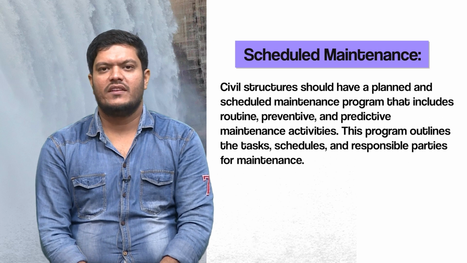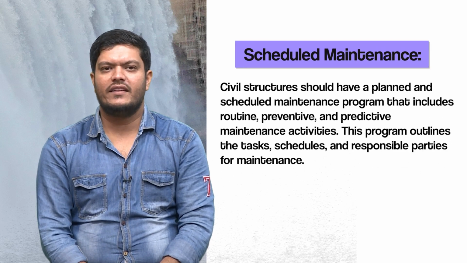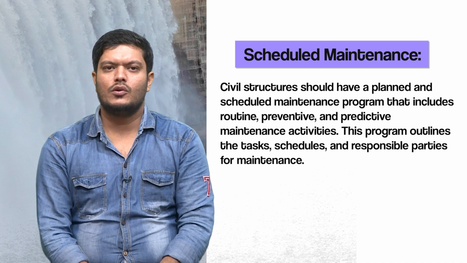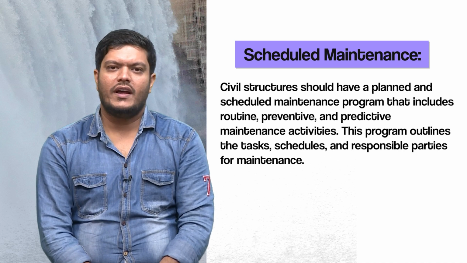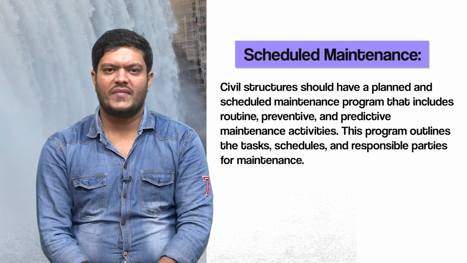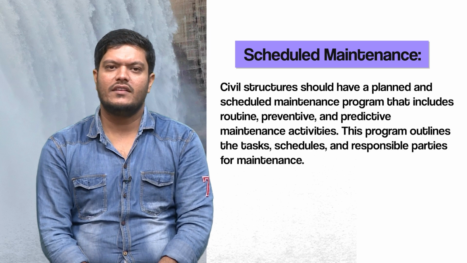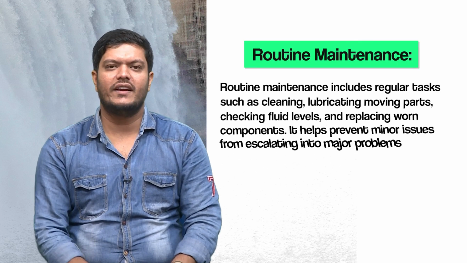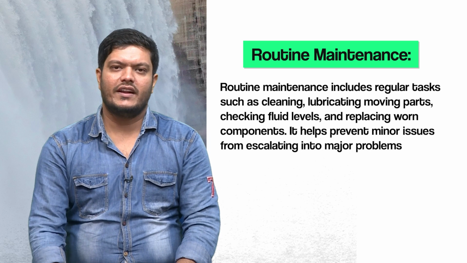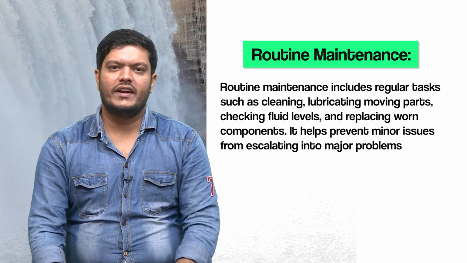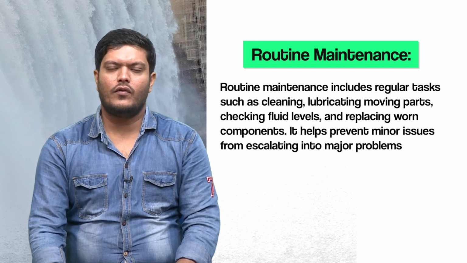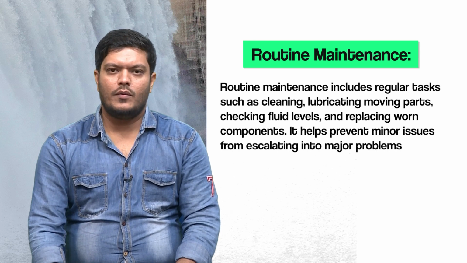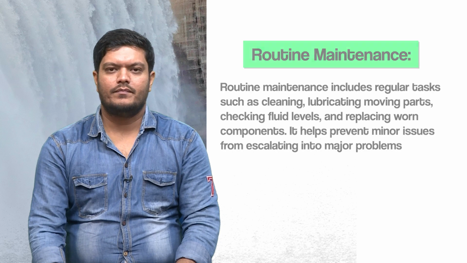Scheduled maintenance. Civil structures should have a planned and scheduled maintenance program that includes routine, preventive and predictive maintenance activities. This program outlines the task schedules and responsible parties for maintenance. Routine maintenance. Routine maintenance includes regular tasks such as cleaning, lubricating moving parts, checking fluid levels and replacing worn components. It helps prevent minor issues from escalating into major problems.